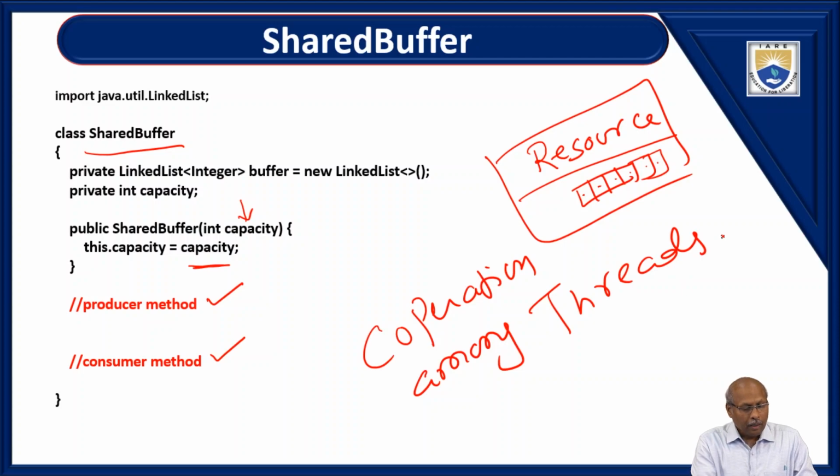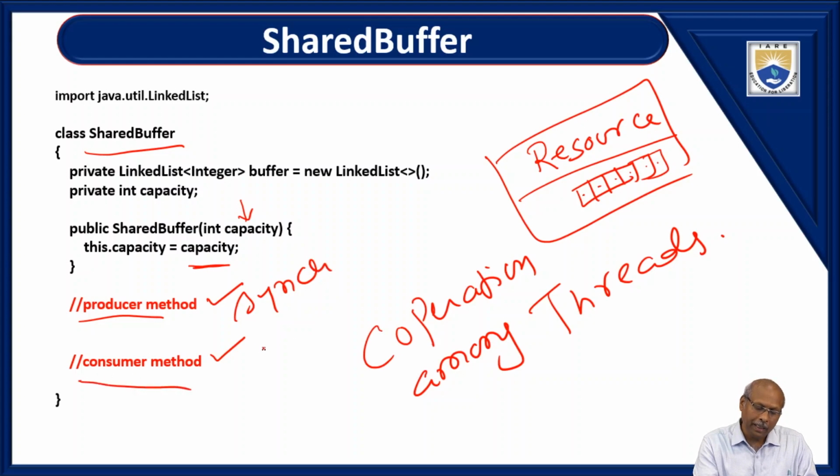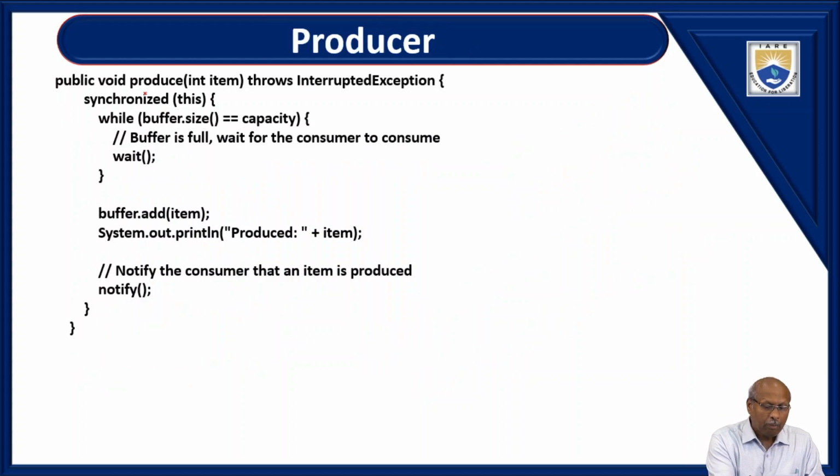So now my producer method will be a synchronized method. The consumer method will be a synchronized method. This synchronized method will allow only one thread to use. Let us see how to write a producer method as well as how to write the consumer method. Producer method is producing some item. This item I have to put in the buffer, my linked list buffer. So whatever buffer I am having, that buffer I will utilize.